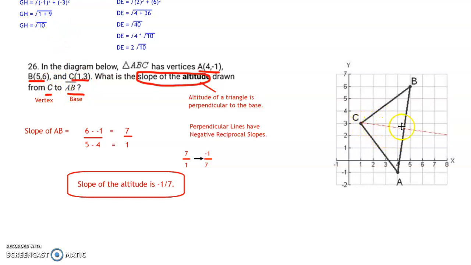Usually we use a dotted line to show the altitude, and I extended it through the base to show its slope. Anyway, that altitude is perpendicular to the base, which means this forms a right angle. And in order to make it a right angle, that means it has to have a negative reciprocal slope. So all I got to do is find the slope of AB, which is this line here. And I found that slope here, which is 7/1. And then find the negative reciprocal slope of that, which means take 7/1 and turn it into -1/7.